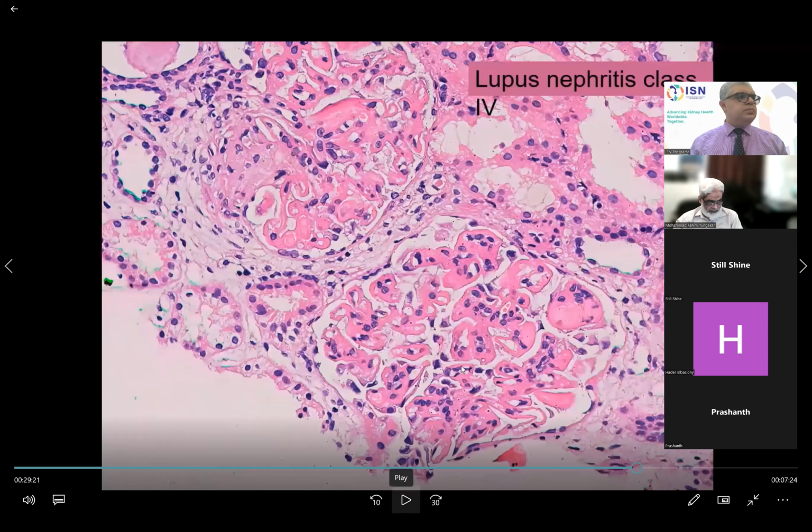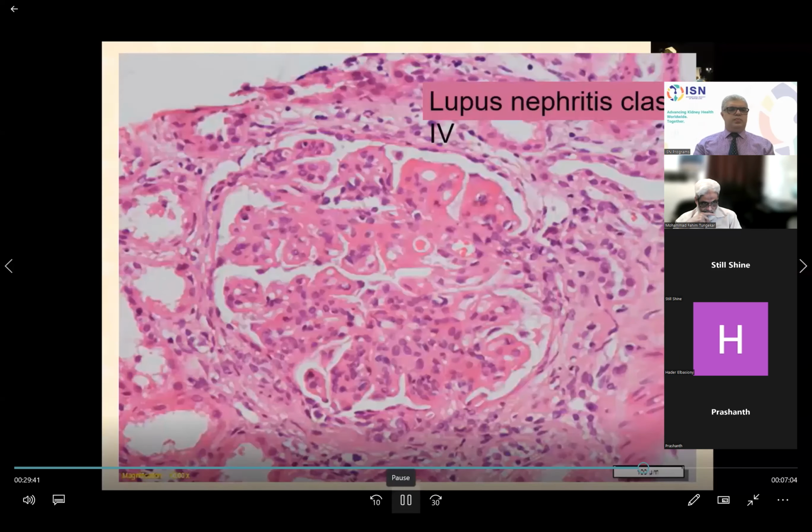Also here is mesangial proliferation or hypercellularity. And here we have hyaline thrombi, intracapillary thrombi. This is also another case of lupus nephritis class 4.